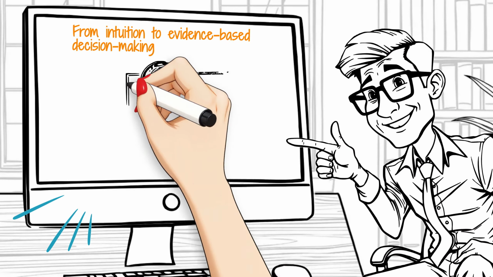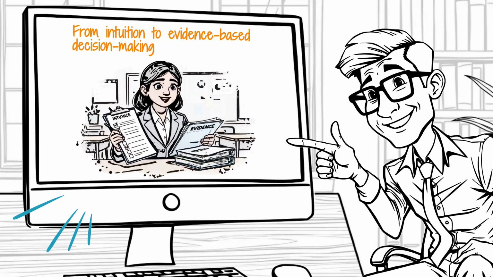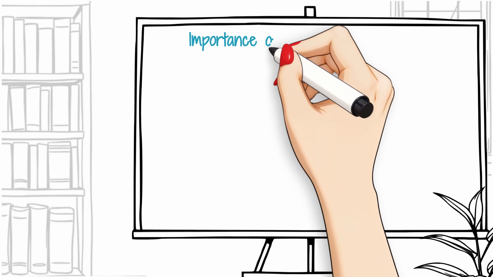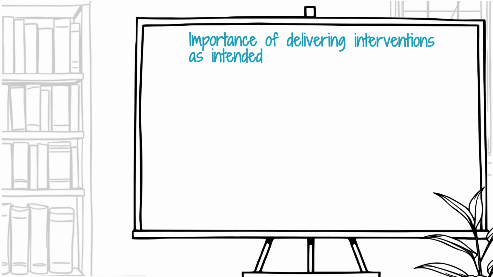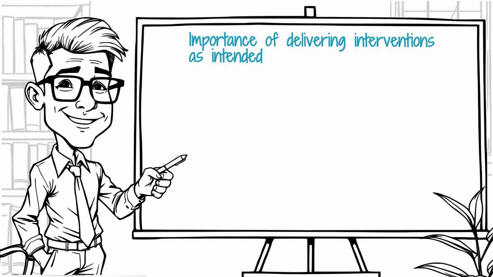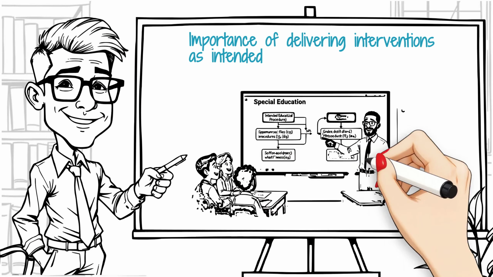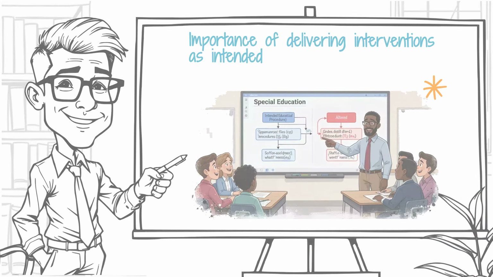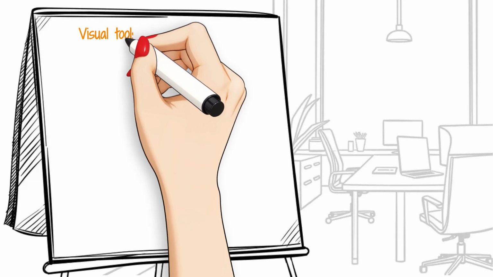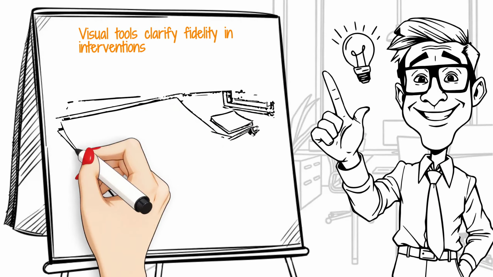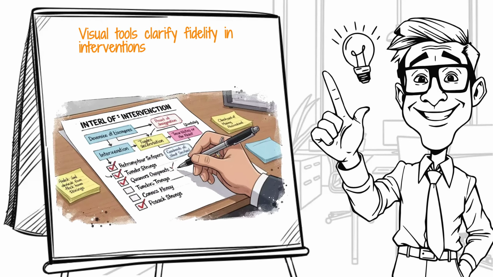Fidelity of implementation refers to the degree to which an intervention is delivered as intended. If the instructional or behavioral procedures are altered substantially, then changes in student outcomes cannot be confidently attributed to the intervention itself. High fidelity strengthens internal validity and allows educators to determine whether a lack of progress reflects an ineffective intervention or inconsistent delivery. Visual representations such as checklists, flowcharts, and side-by-side comparisons can clarify this relationship by showing the intended procedure versus the observed practice.